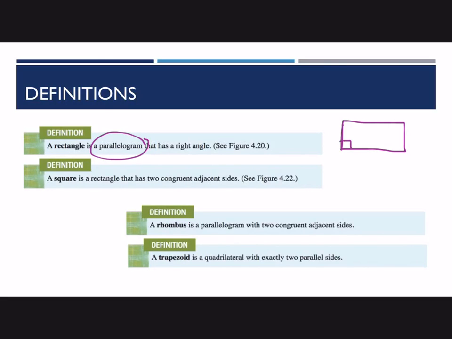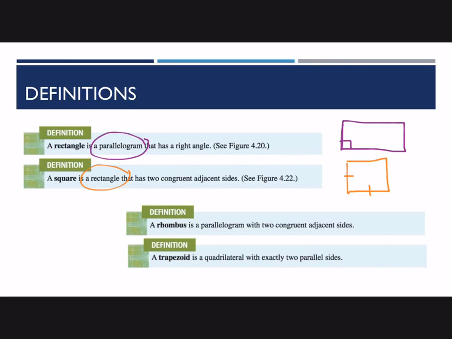A square is a rectangle that has 2 congruent adjacent sides. So it's a rectangle, and it has 2 congruent adjacent sides. And of course we do know that all 4 are the same, but that's something that we could prove based on this definition. And then notice because it's a rectangle, that means it's a parallelogram, that means it has a right angle, and so forth.